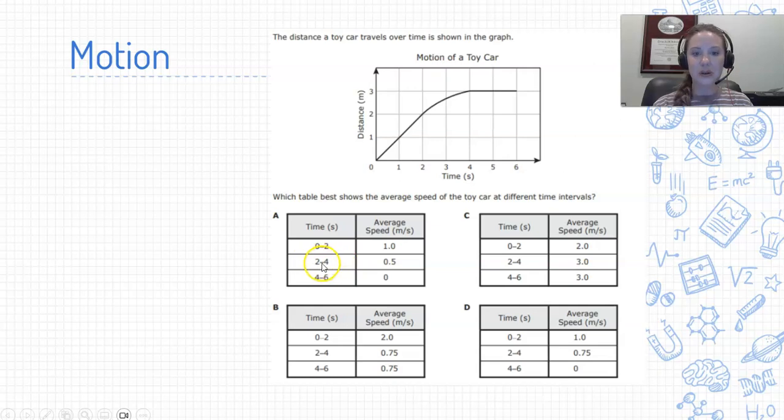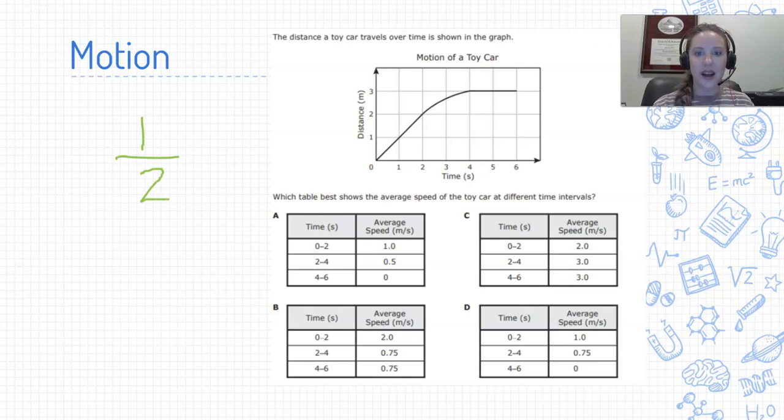And then between the seconds of 2 and 4, it says that I must have slowed down and traveled at 0.5 meters per second. Okay, between 2 and 4. So I go up 1 and I go over 2. Do you guys remember from math? Rise over run? Up 1, over 2, right? Rise over run. 1/2. Up 1 over 2.